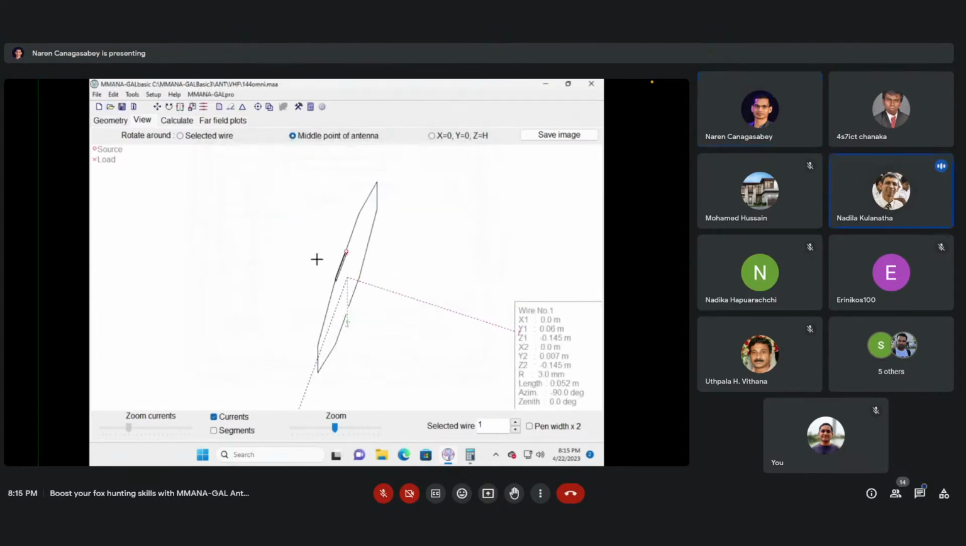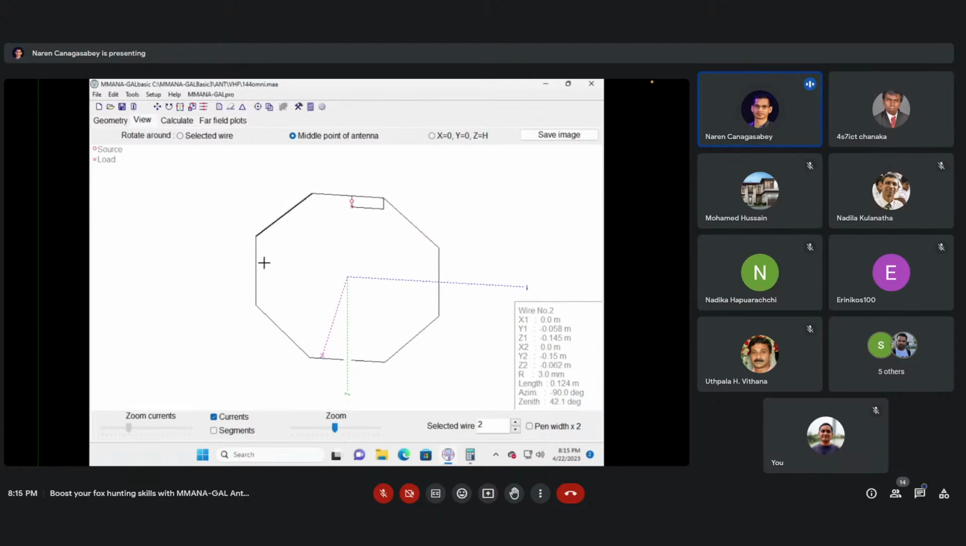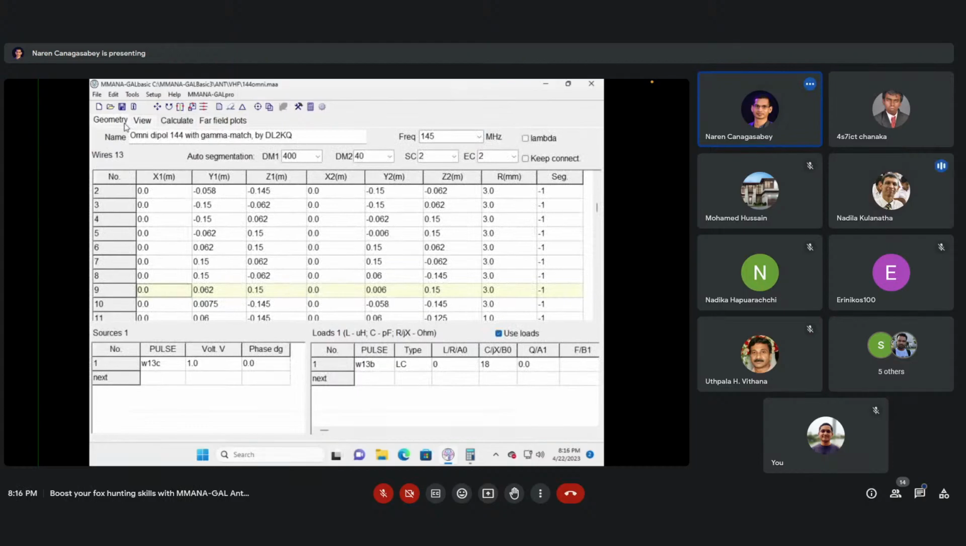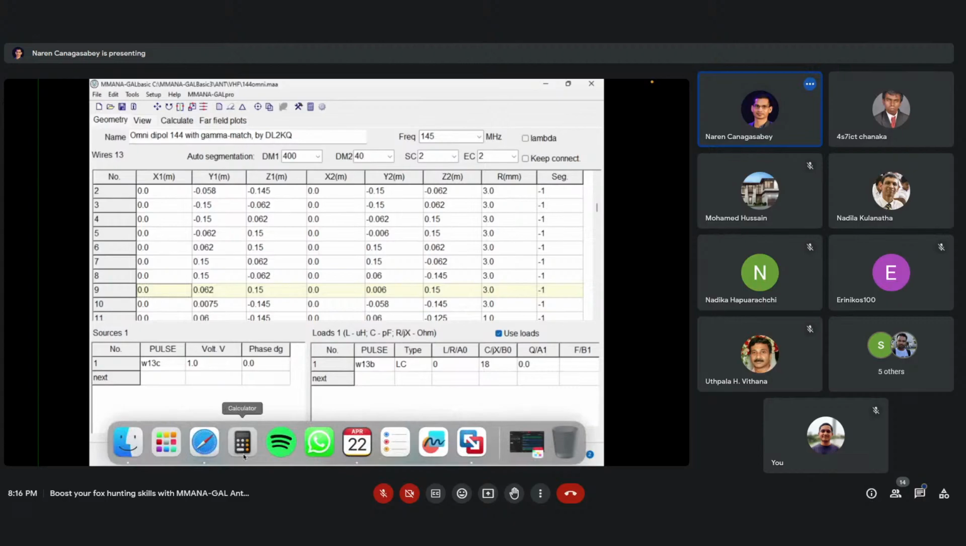Yes. Right. Okay. Here you go. Understood. So this is what happens. Of course, this is not a loop antenna because, right, it's more like an octagon. Yes, exactly. But it's a bit difficult to construct, Nadila. Understood. Okay.